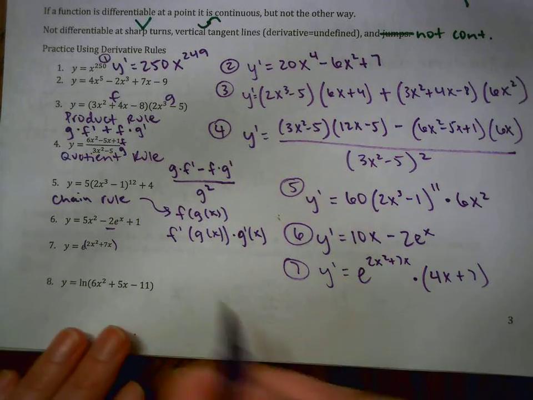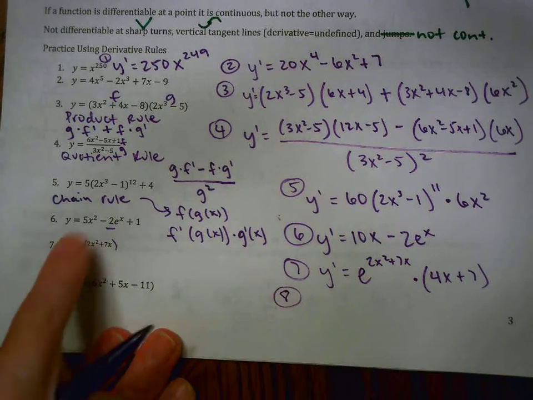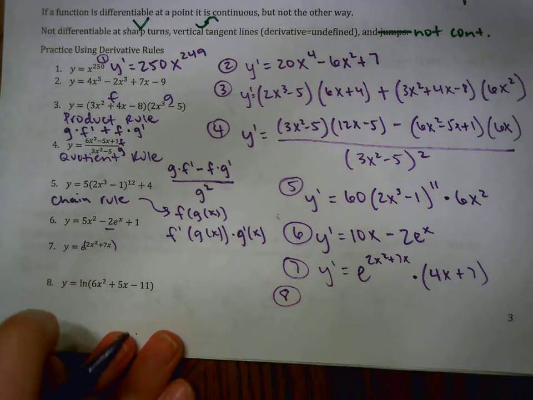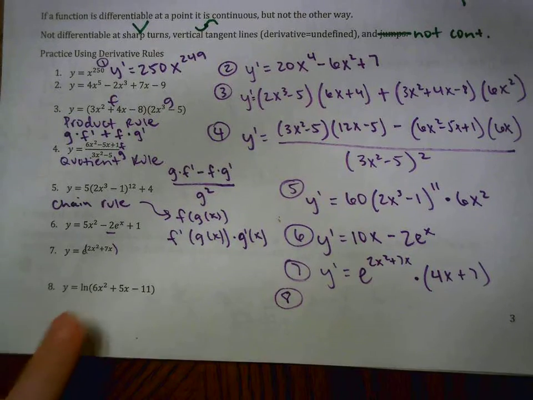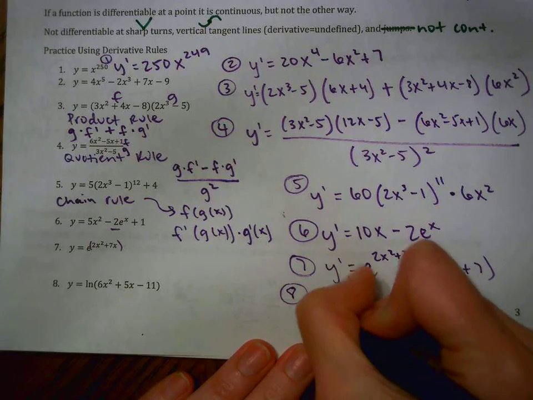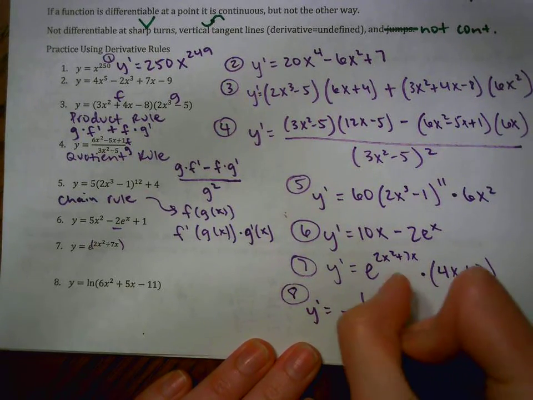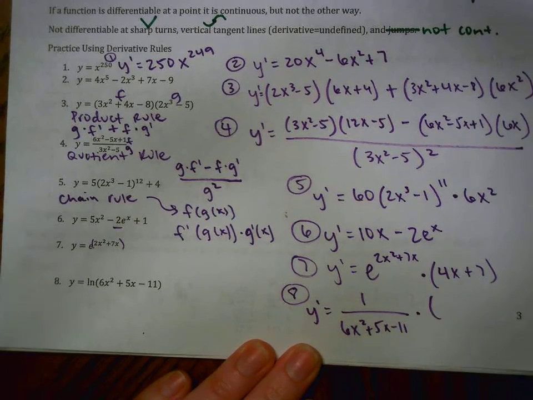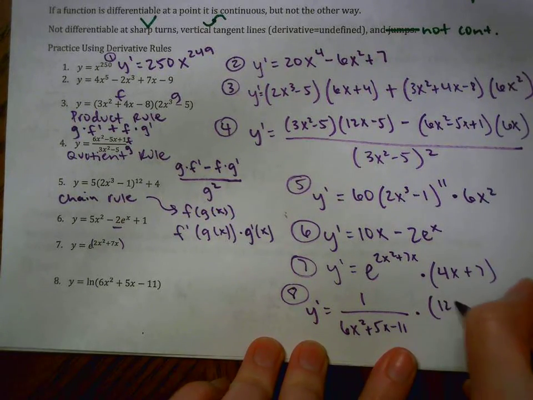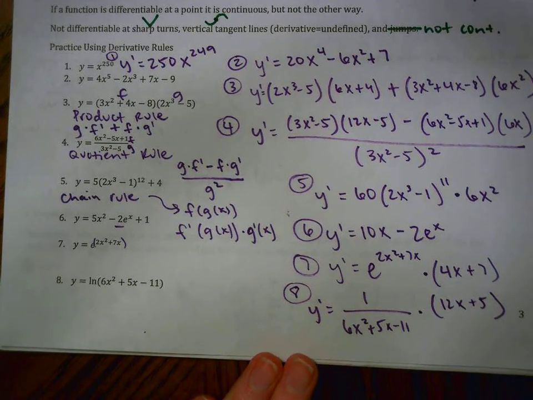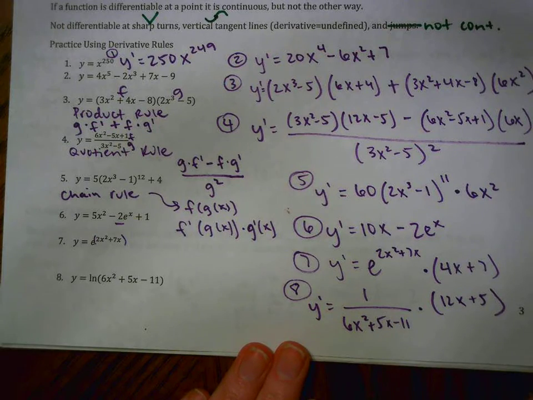And then lastly we have 8, which by the way, we didn't learn e and natural log till chapter 5. So if you're looking for more on that, you would want to go to those notes. So the derivative of natural log is 1 over the inside. And you have to do times the derivative of the inside. So 1 over 6x squared plus 5x minus 11, times, what would that be, 12x plus 5. And then you could write that on top of your fraction if you want. I don't have much room, so I'm going to leave it like that.